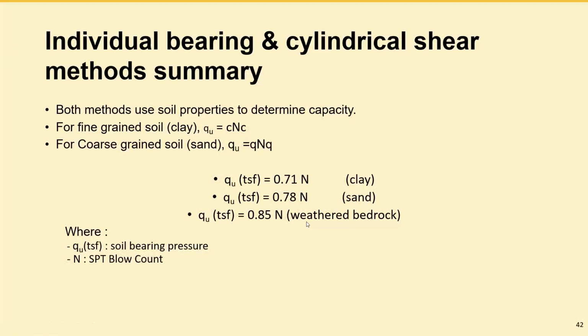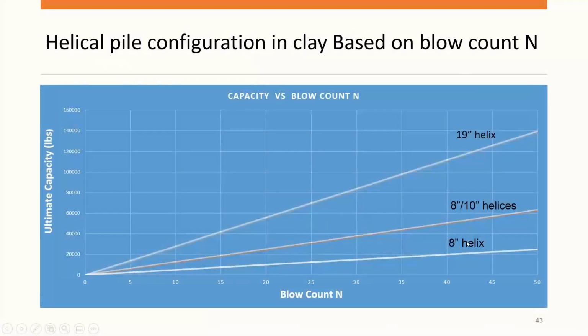So what you do is take this equation and multiply it by the area of the helices. If you have 8-inch, 10-inch or 12-inch, you have all these linear relationships between the ultimate capacity and blow count, and you can come up with the helix configuration. It's really easy. I'm still using this today. Sometimes somebody calls me and I say, let me look at my chart. I can see the most effective helix configuration for that design working load and safety factor. And you can do it also for sand and weathered bedrock.